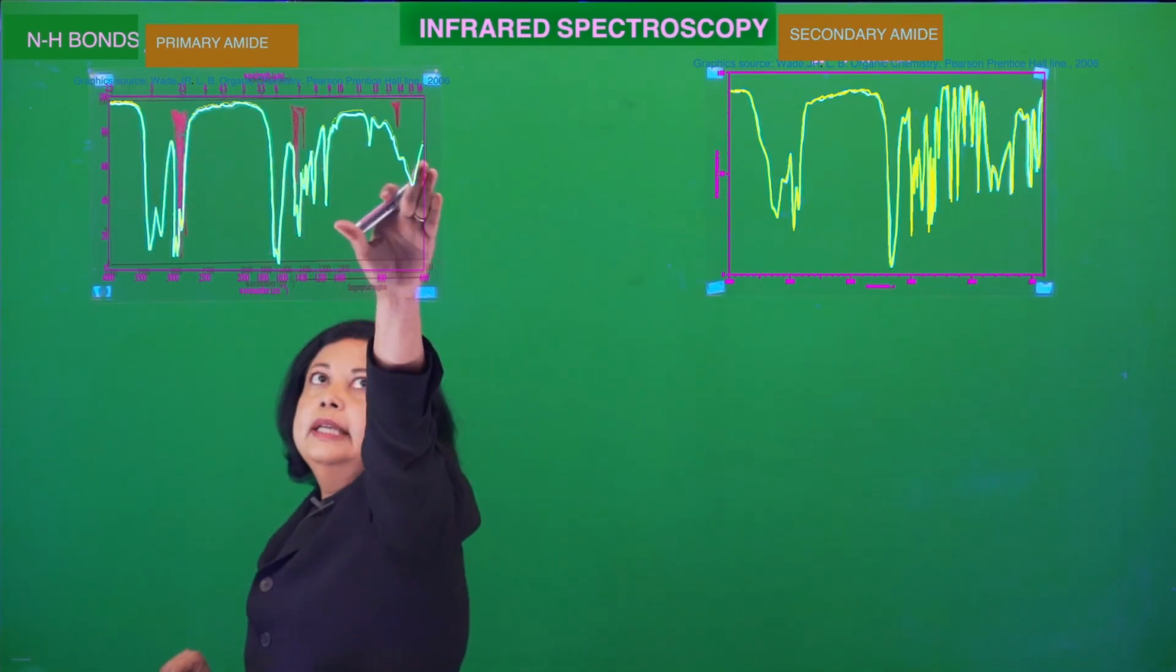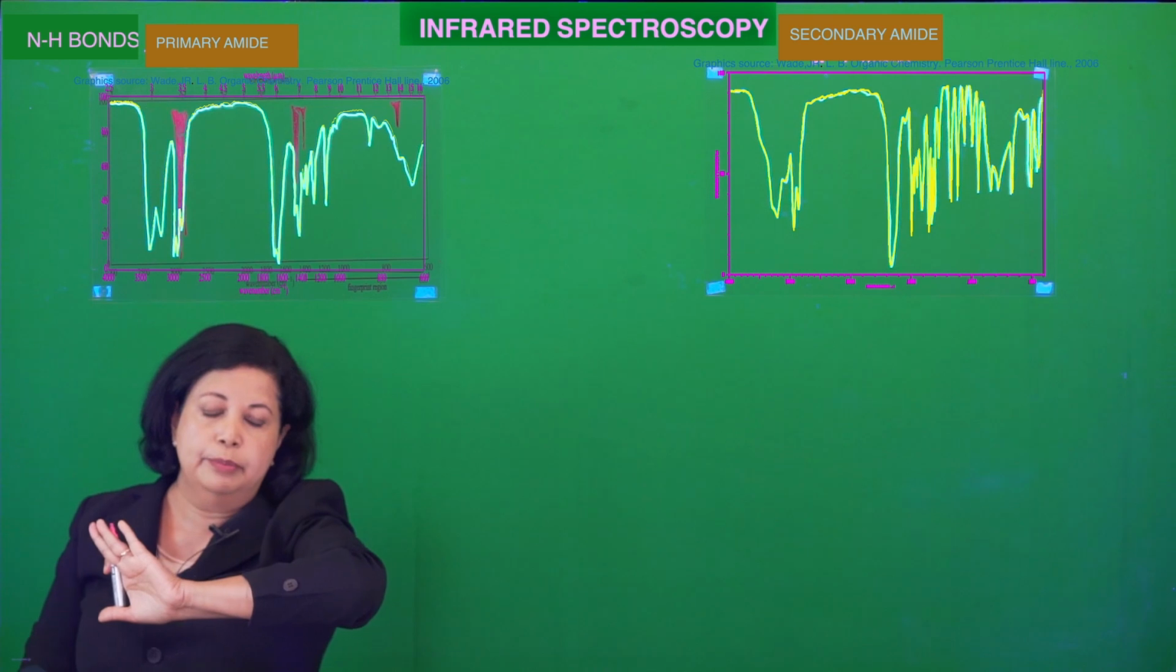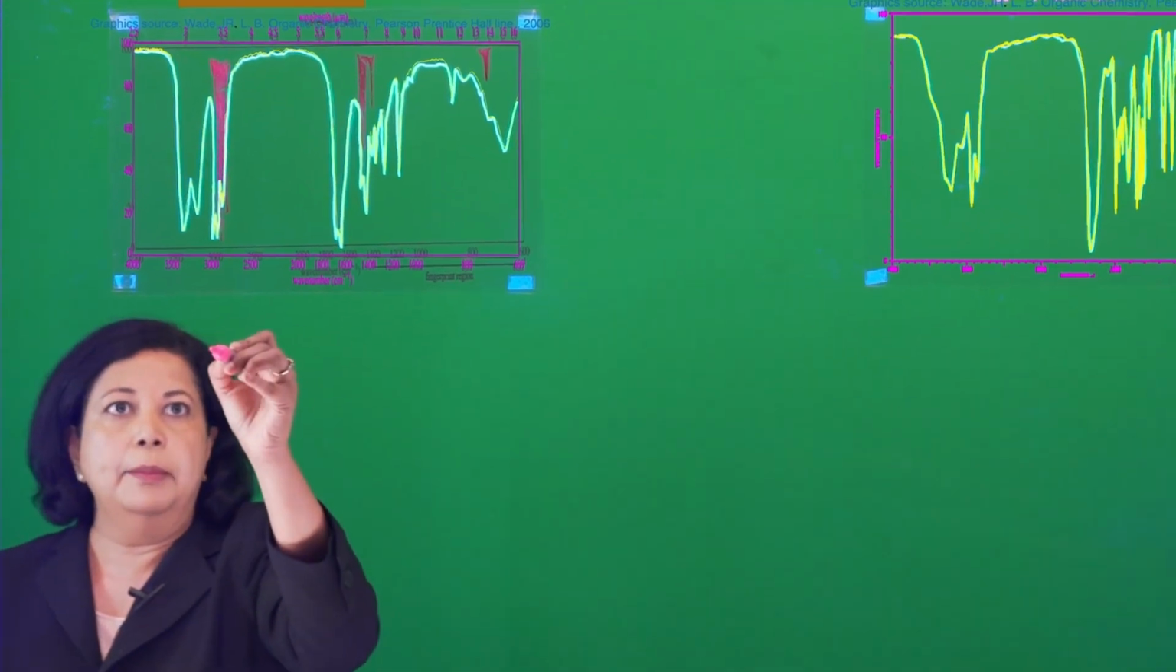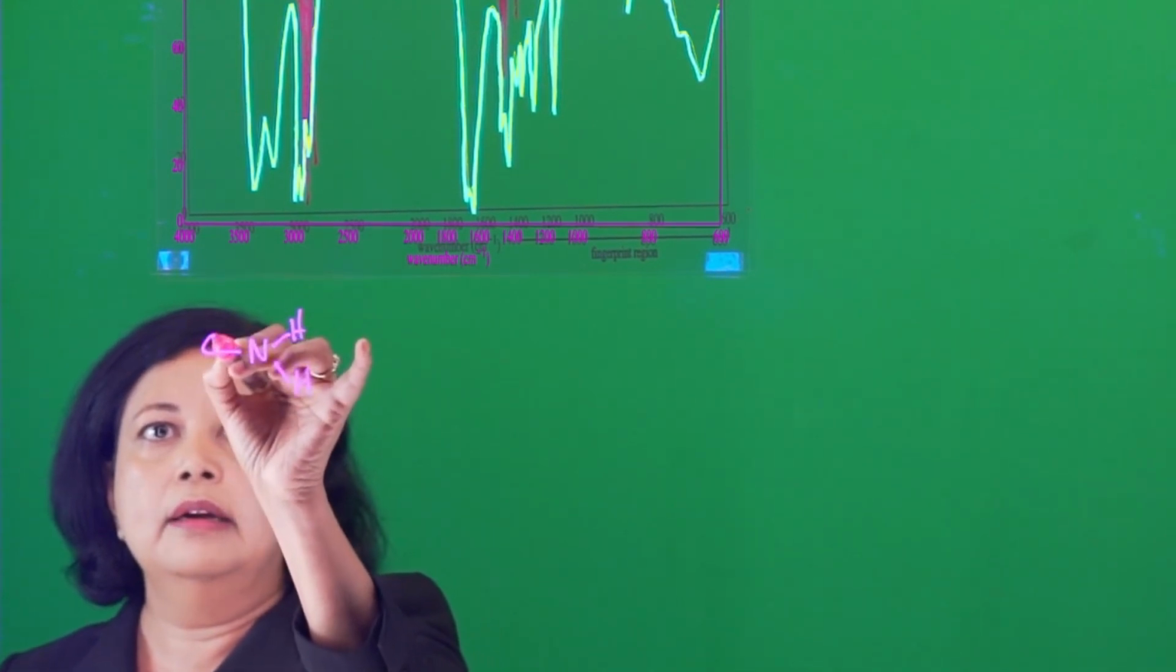Let's look at what these could mean if you have a primary amide. A primary amide, as you know, would have two hydrogens connected to a carbonyl.